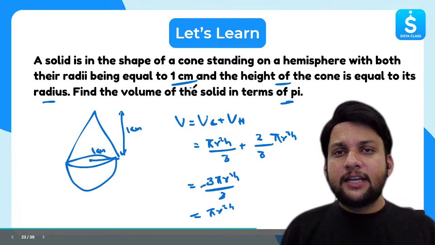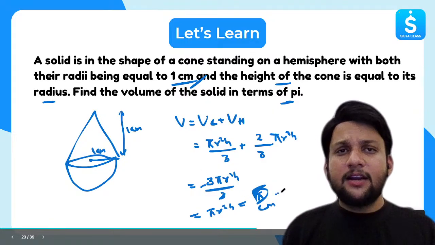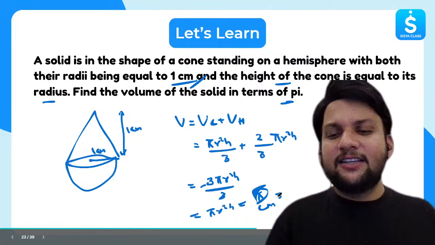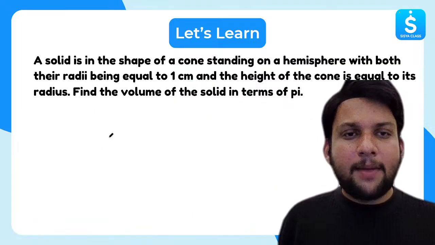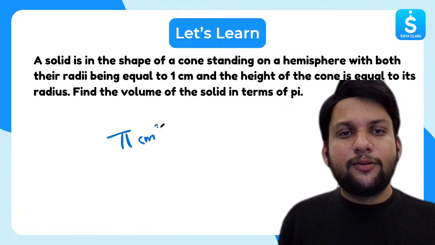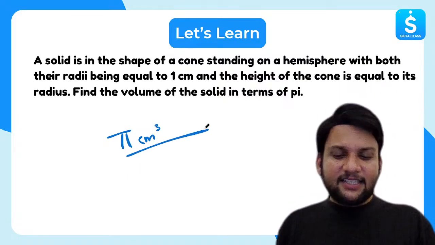What is radius? 1 centimeter. What is height? 1 centimeter. Put the value, get the answer. Pi into 1 into 1, pi only. So what is the answer? Pi centimeter cube. Nothing. Very easy question. I'm writing the final answer here. Pi centimeter cube. Clear? See, such an easy question.